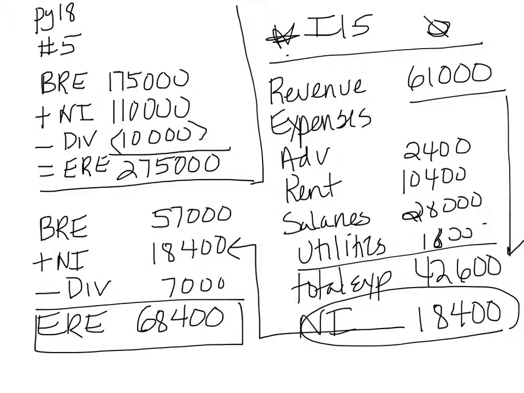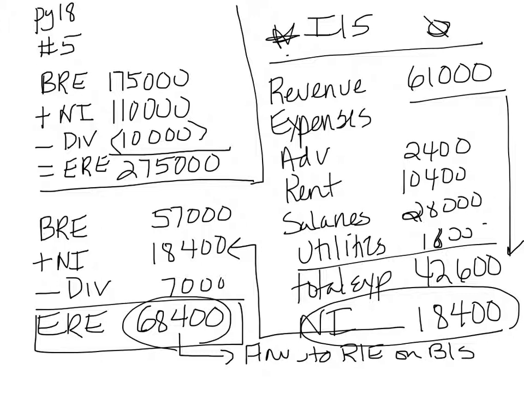Now you think, what do I do with this? We're now going to go over to learning module number 3, and we're going to learn how to do the balance sheet. So this number flows to retained earnings on the balance sheet. I'll look forward to seeing you in learning module number 3.